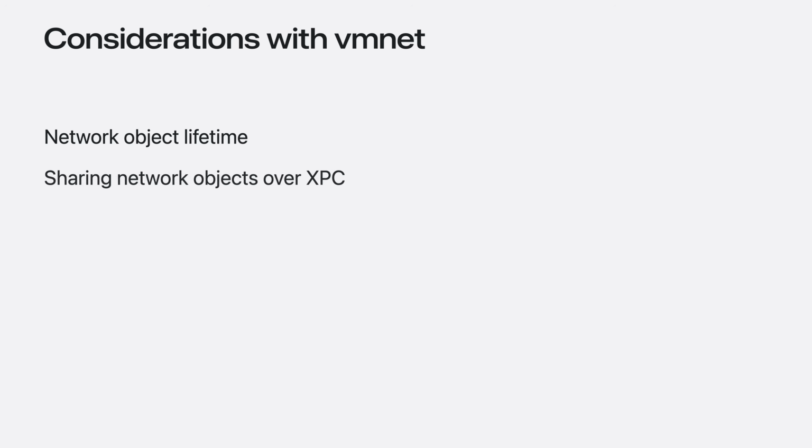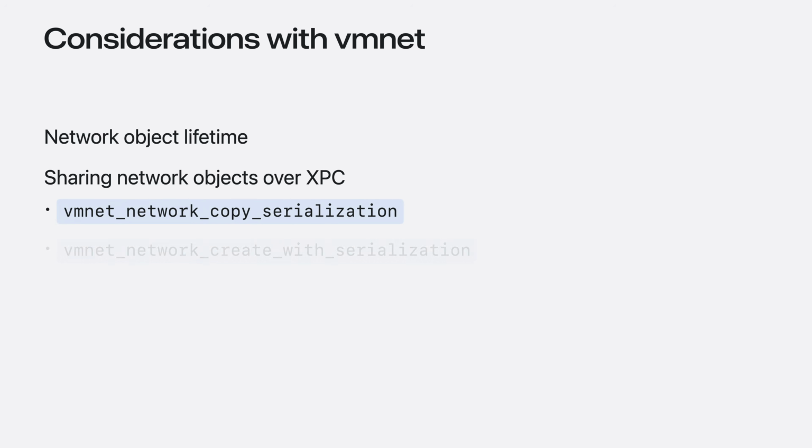VMnet provides the VMnet network copy serialization and VMnet network create with serialization APIs to allow you to transfer a VMnet network across an XPC connection from one process to another. This is useful if you would like to run multiple VMs in separate processes but connect them to the same network. Next, I'll show you how to use Disk Image Kit to efficiently work with disk images.